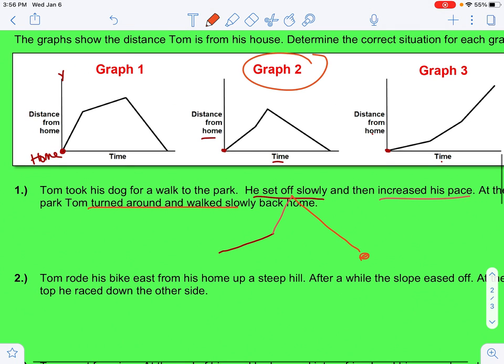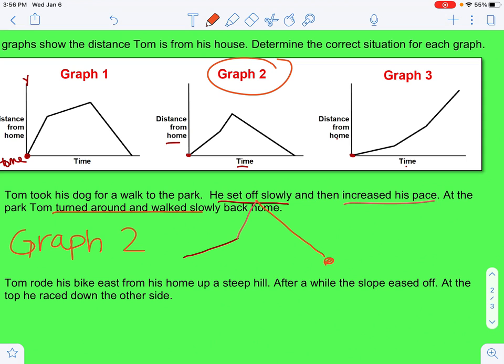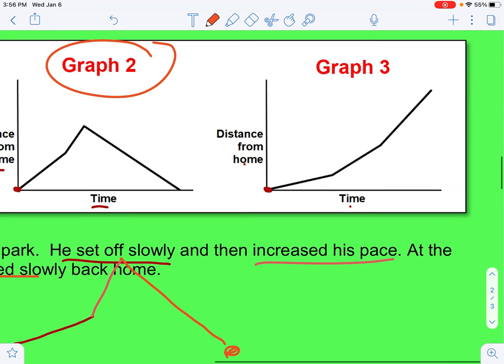Yeah, I would agree, graph 2 does. So go ahead and fill out graph 2 and then we'll talk about it. Alright, so looking at graph 3, we know that it's not this one because in graph 3, Tom never comes back home. So we could cross graph 3 off right away.